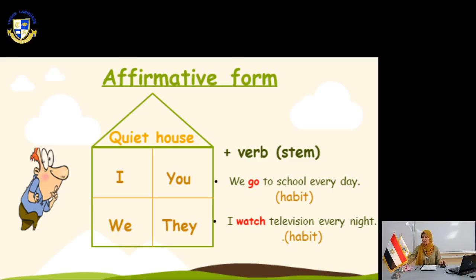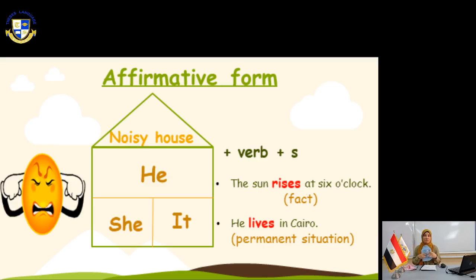What about the other family, the other house? In the other house, we have three personal pronouns: he and she and it. We agree that those three personal pronouns are naughty. They are naughty kids. They disturb anything that comes after them. Here, they will disturb the verb that comes after them. They will make a noise with the verb.